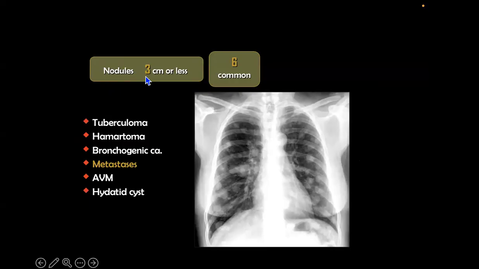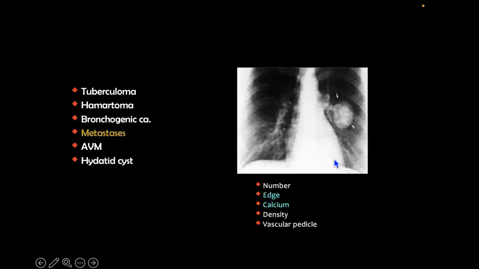As we said, nodules are less than 3 cm, and 6 is common. These are multiple nodules. We have this metastasis concerning the multiple nodules. We have tuberculomas, hamartomas. These are usually solitary ones. AVM is solitary, while the metastatic deposits are usually multiple. So concerning the nodules, these are the important things that we look for.